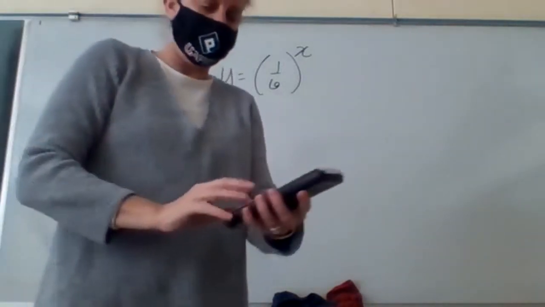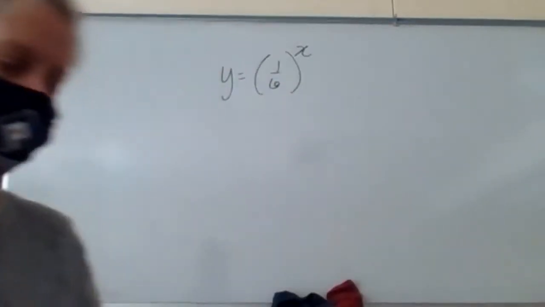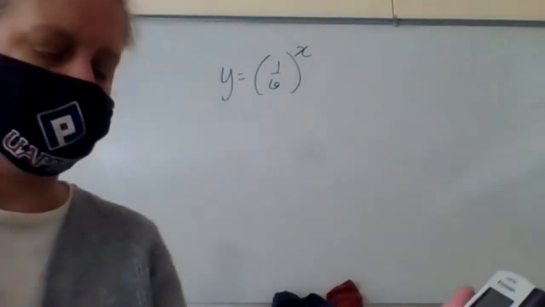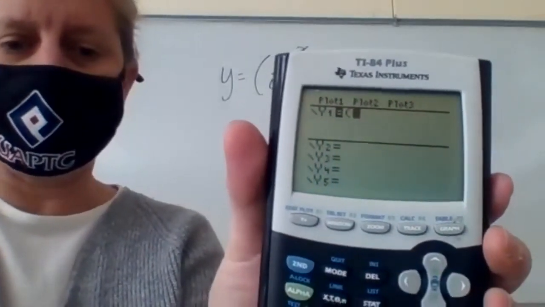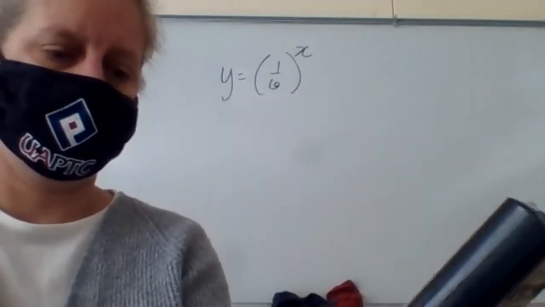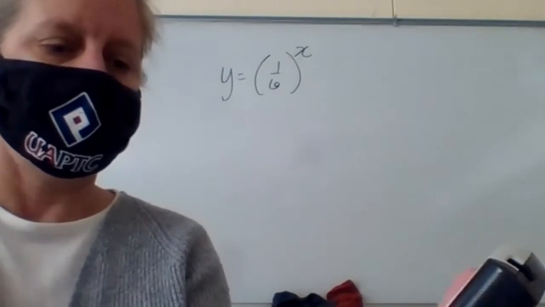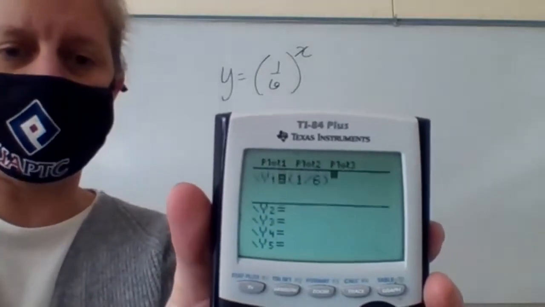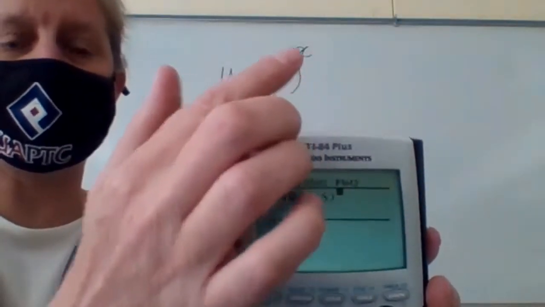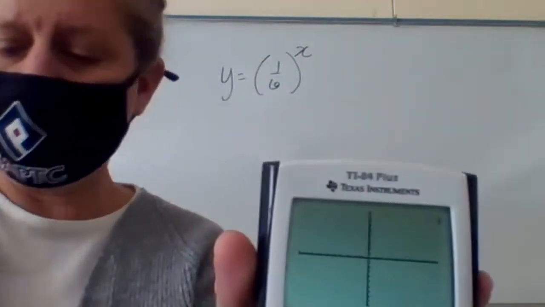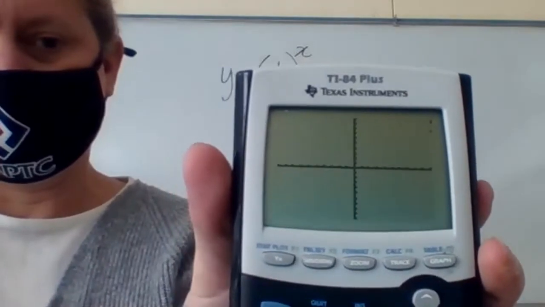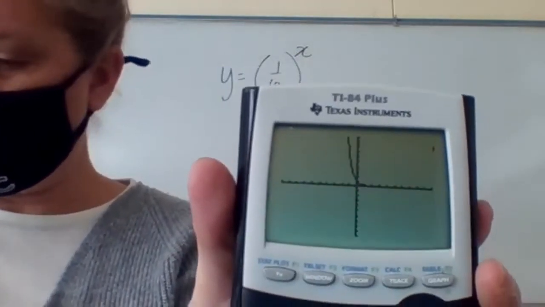So again, you can always put that in y equals. So put the 1/6 in parentheses. So open 1/6, close. Then go up in your exponent, and then remember your exponent is where you want to put that x. And then let's graph it. So here's what it looks like.